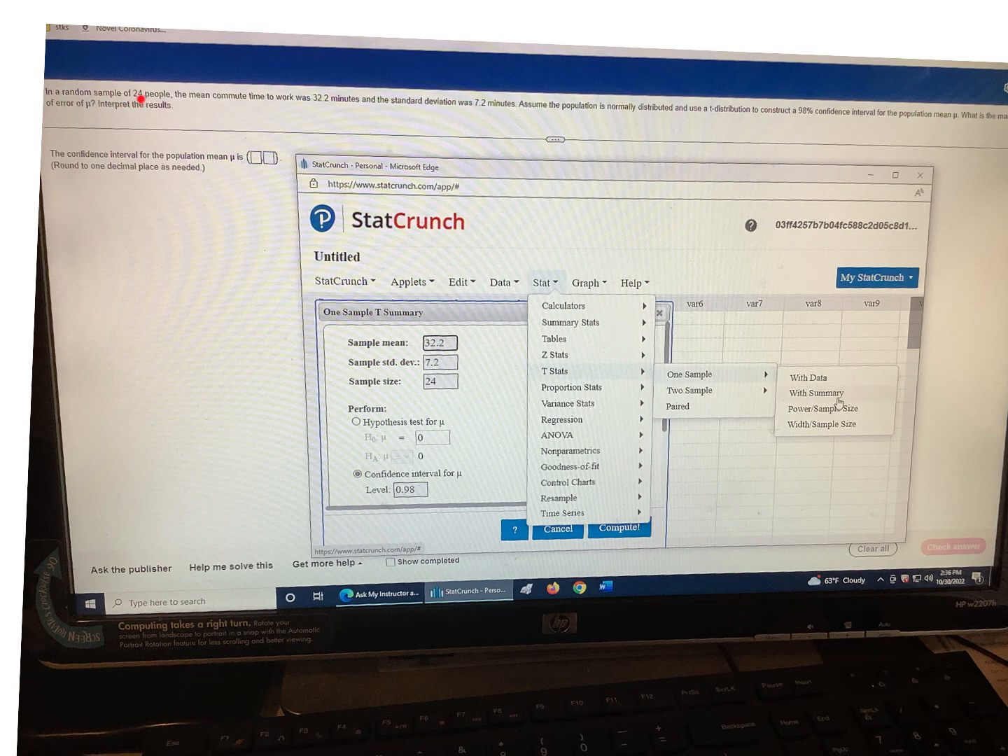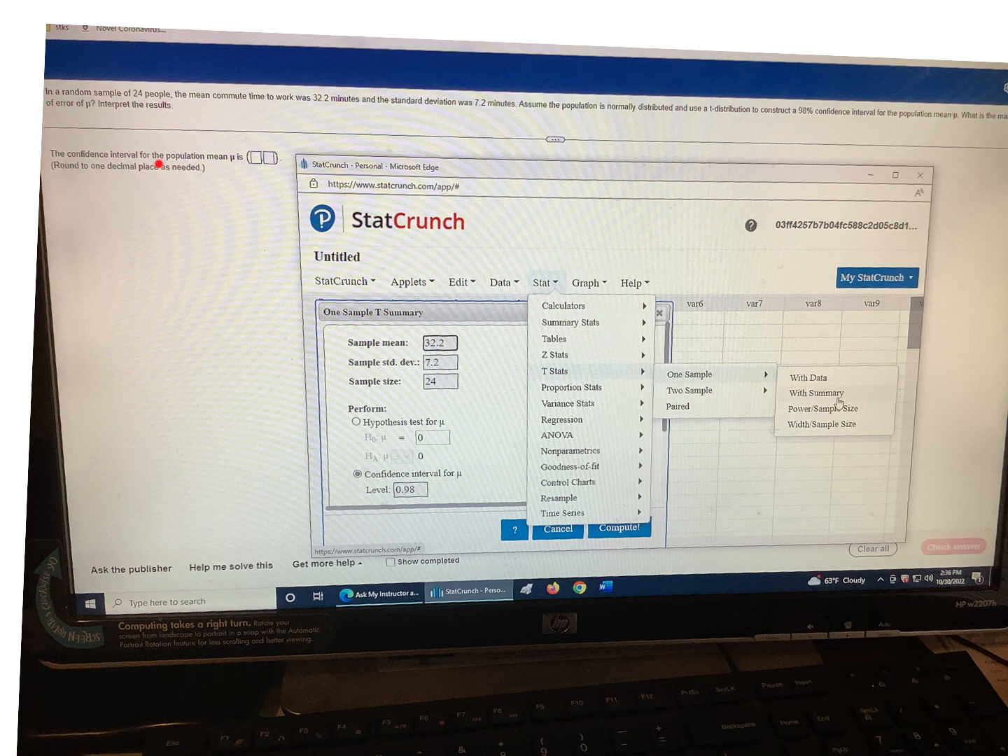A random sample of 24 people has a mean commute time of 32.2 minutes and a standard deviation of 7.2 minutes. Assume the population is normally distributed and use a t-distribution to construct a 98% confidence interval for the population mean. And what's the margin of error?